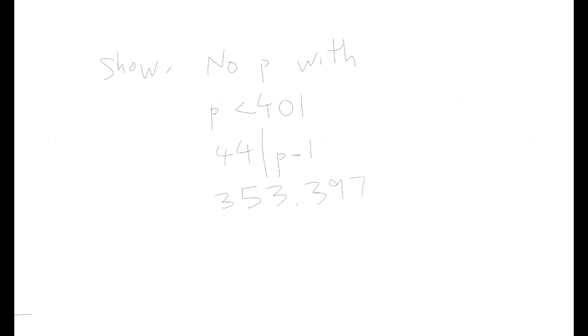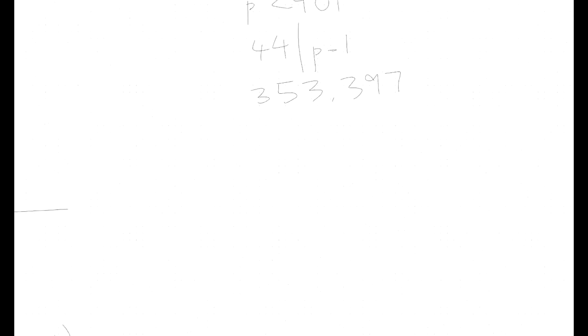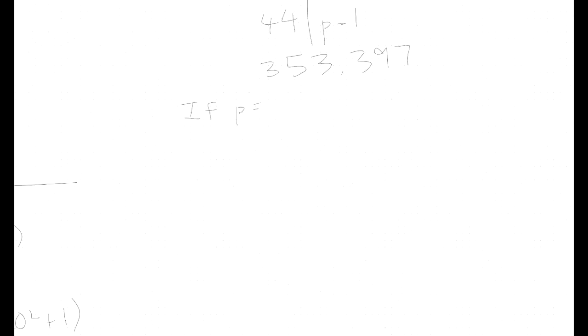Okay, so if p equals 397, 20 to the 22 is equivalent to 400 to the 11, which is equivalent to 3 to the 11 mod 397. I'm not going to show the calculation, but you'll find that this is not equivalent to -1 mod 397. So that means 397 does not work. So we now move to p equals 353.